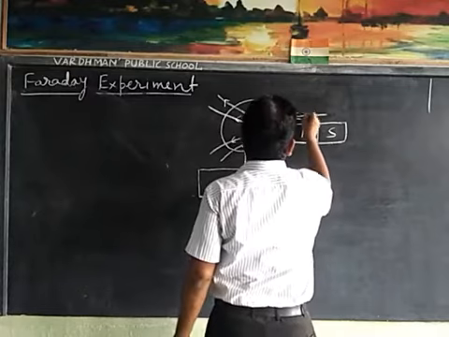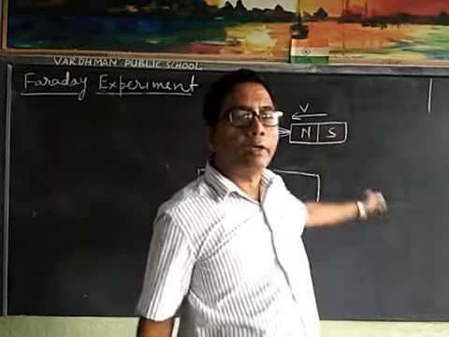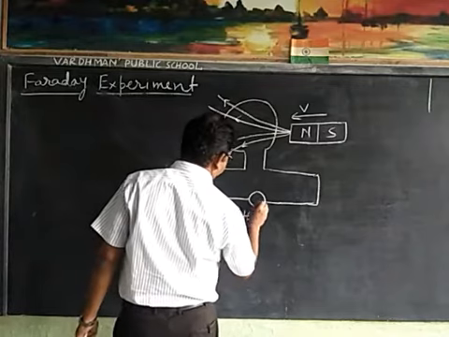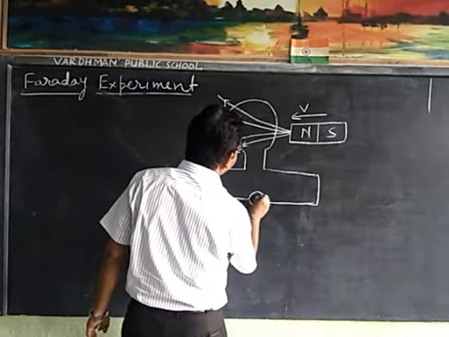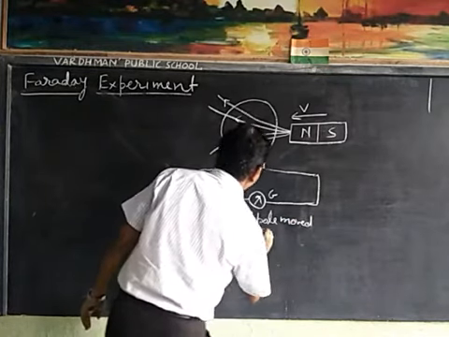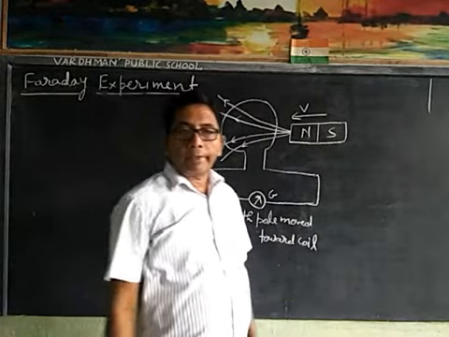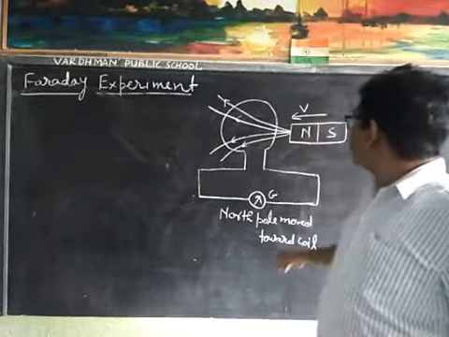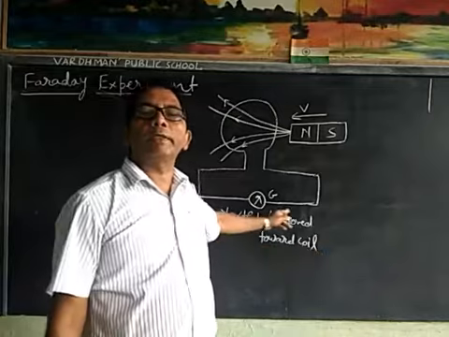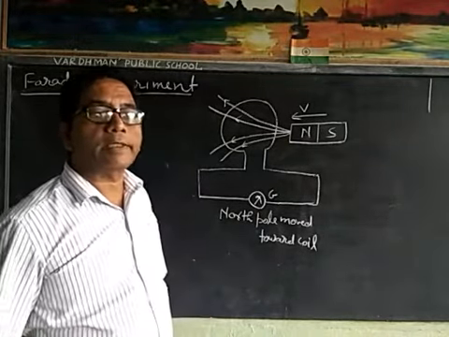Now if the magnet is moved towards the coil with a velocity v, if the north pole moves towards the coil, and this is the galvanometer. When the north pole of a strong bar magnet is moved towards the coil, the galvanometer shows deflection on the right side.